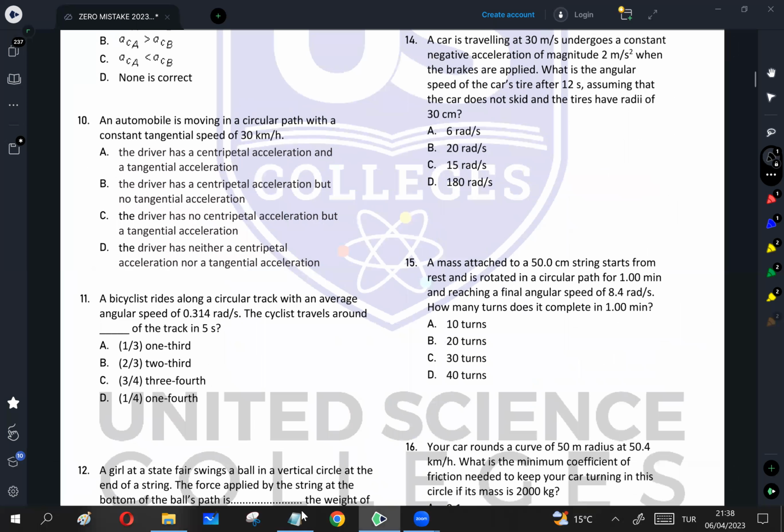A bicycle rides along a circular track with an average angular speed of 0.314 radian per second. This is omega. The cyclist travels around the track how many times? This is in fact asking about revolutions, because 1/3, 2/3, 3/4, 1/4 are revolutions. So calculate angular displacement in revolutions.